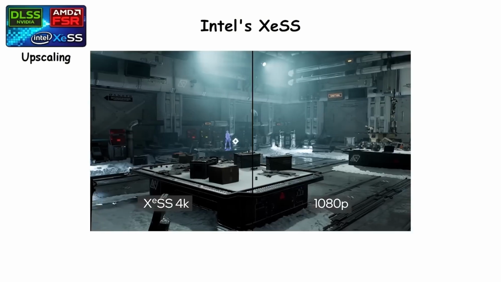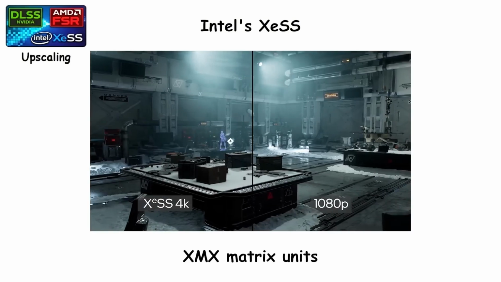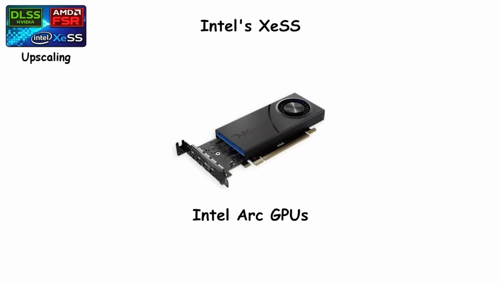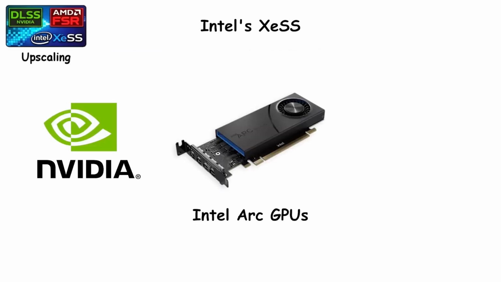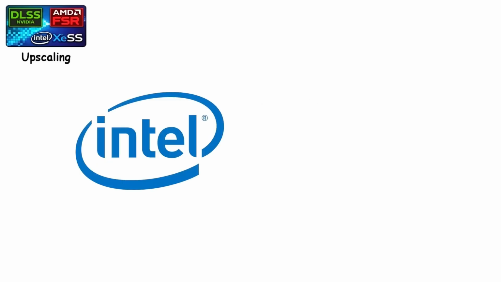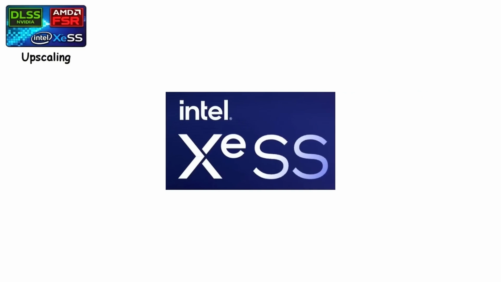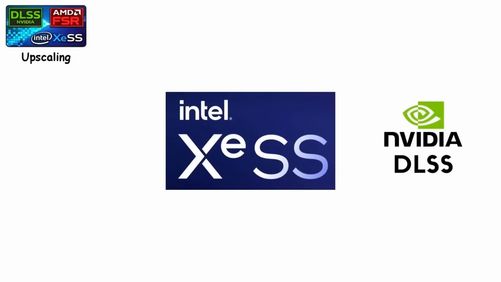Intel's XeSS, pronounced X-E-S-S, uses AI via Intel's XMX matrix units to upscale from lower resolutions. It works better on Intel Arc GPUs, but also runs on NVIDIA and AMD hardware. Intel recently expanded XeSS with frame generation, making it a full performance suite competing directly with DLSS and FSR.